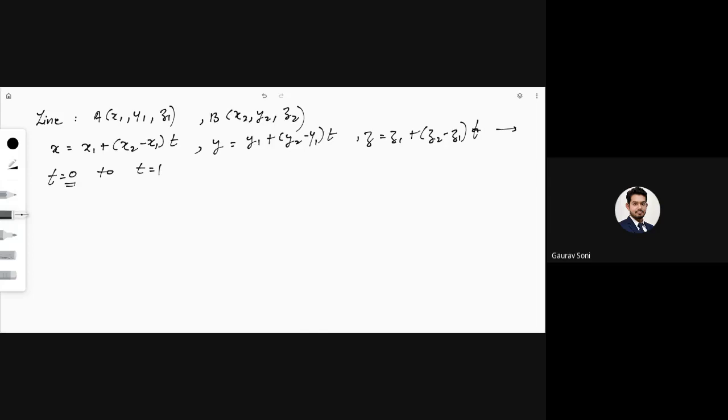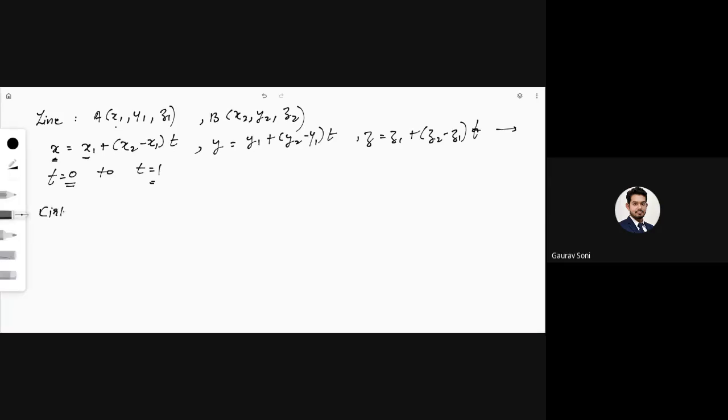We have discussed this. For t = 0, you can see that the value of x will become x1. If you put t = 1, then the point that you will get is x2. It means that it is representing a line which starts from the point A and ends at the point B.